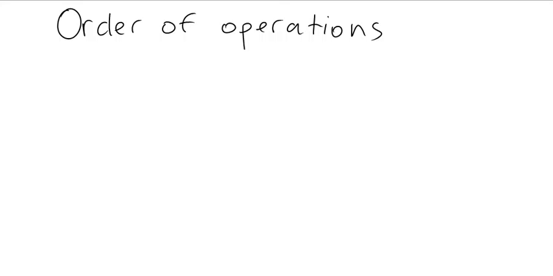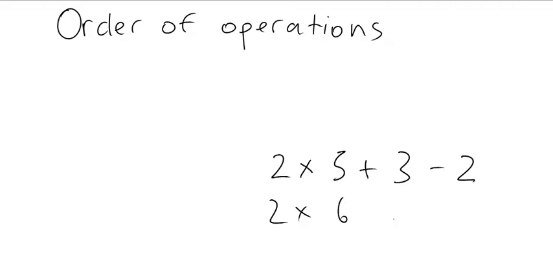Let's say, for example, you had 2 times 5 plus 3 minus 2. You could say, well, you have 2 and then you multiply it by 5 and then you add 3 minus 2, which would be, well, 2 times 5 plus 1, so that would be 2 times 6, and that's 12.